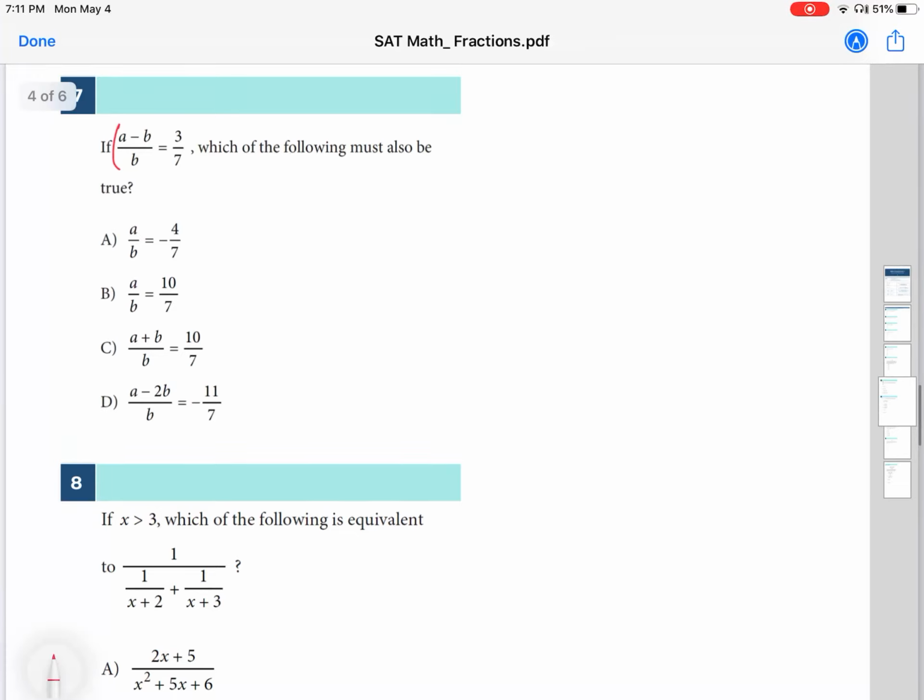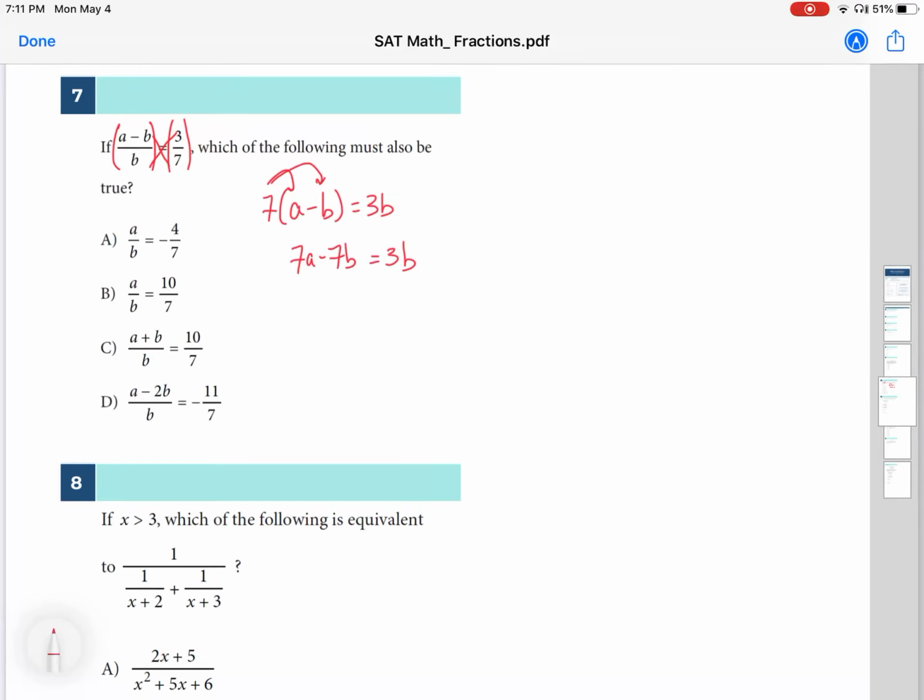I see off the bat that I have two fractions that are being set equal to each other. And if you remember from our previous video about how to operate with fractions, when two fractions are equal, we want to cross multiply. So I'm going to go ahead and rewrite this equation as 7 times (a minus b) equals 3b. And then I'm going to distribute, so I get 7a minus 7b equals 3b.